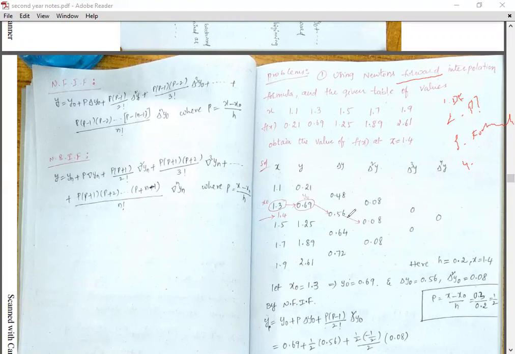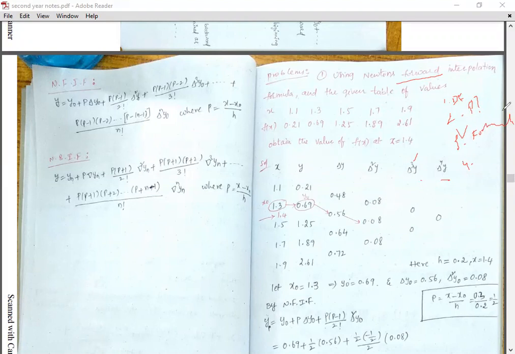Again taking the differences, 0.56 minus 0.48, 0.08. 0.64 minus 0.56, it is 0.08. 0.72 minus 0.64, it is 0.08. We can observe that in the second difference column, all the values are the same. So, higher differences are obtained as 0. Since these differences are zeros, we can consider our formula up to the second order difference.